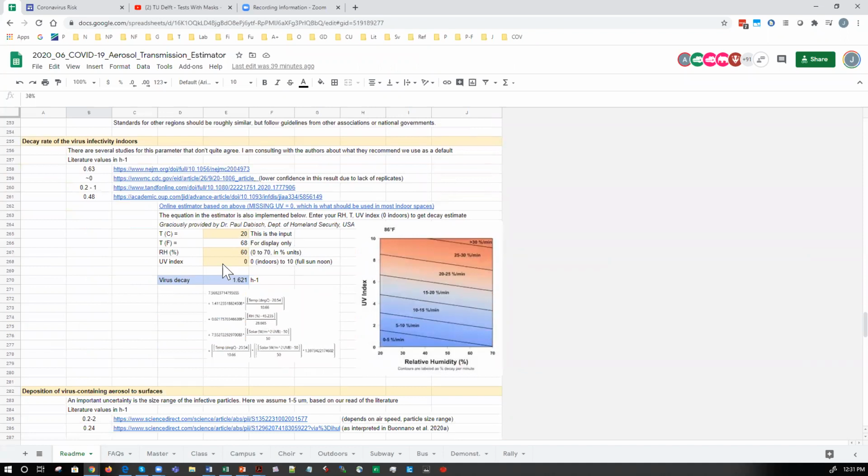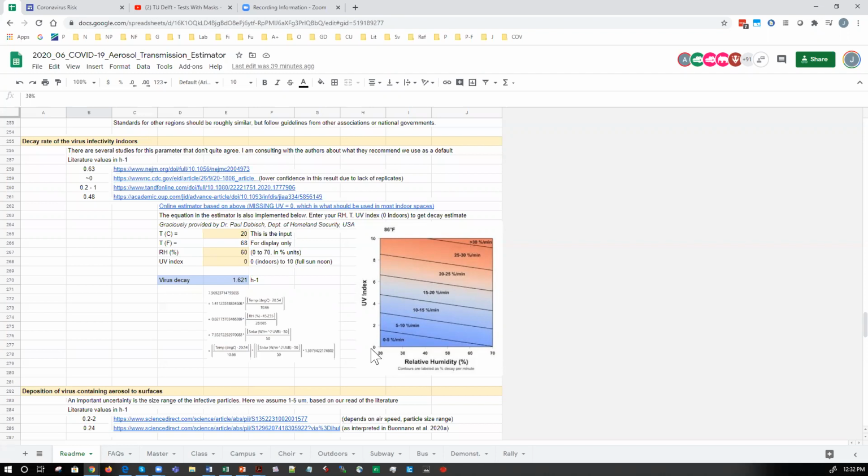Now, the decay rate of the virus indoors. There are multiple studies, and I listed here the 4 I'm aware of. They don't all agree. They give numbers that range between 0, the virus doesn't decay, but that's really the weakest of the studies, to something like it decays once per hour. And there is also some dependence on temperature and humidity. We know that temperature really degrades the virus, and we know that low humidity helps preserve the virus.